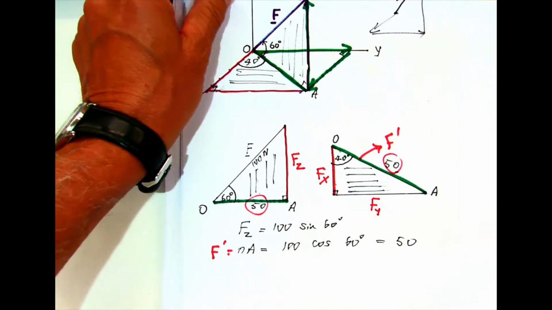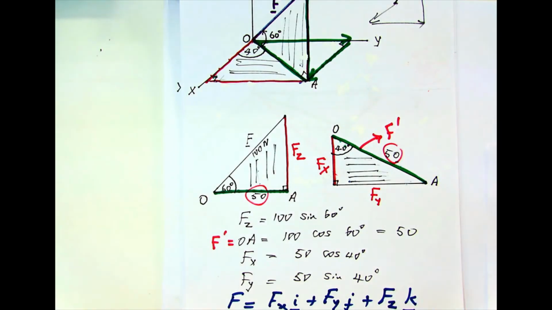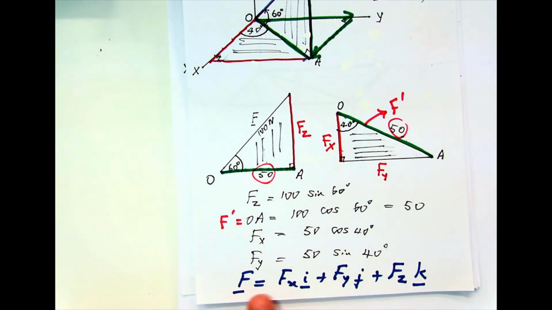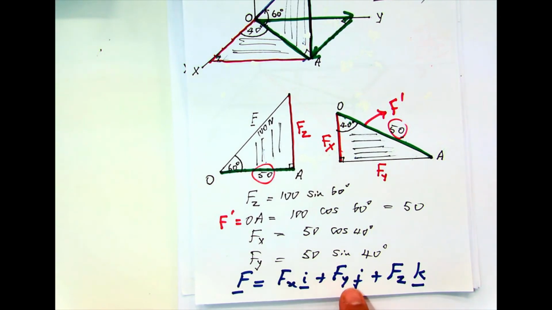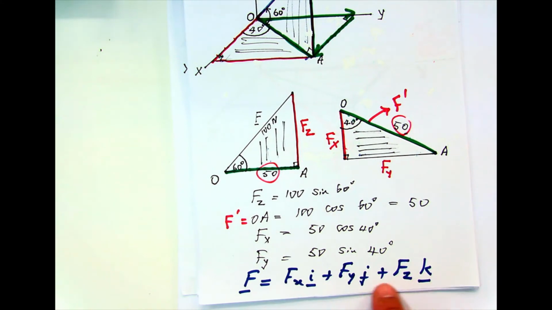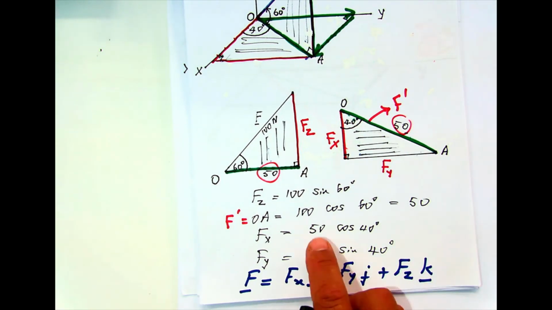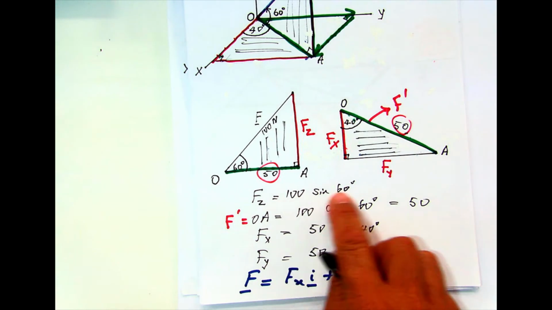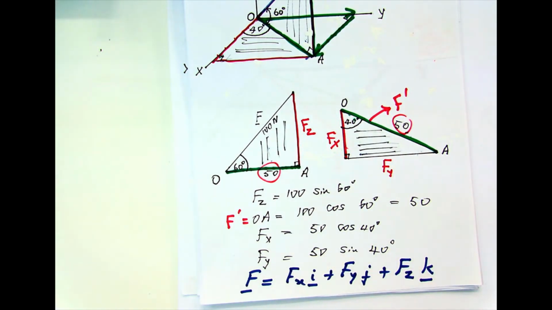Okay, and then it's quite easy to work out these components. Trigonometry, cos and sine, and then you just put them together, and you get here, the vector is the x component, i, plus the y component, j, plus the z component, k. What will I get if I work out the magnitude of this one over here? So I say the fx squared plus the fy squared plus the fz squared, and I take the square root of that.